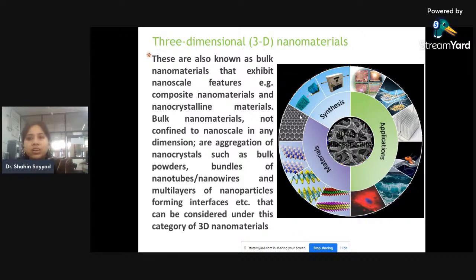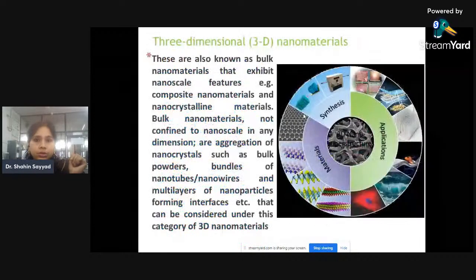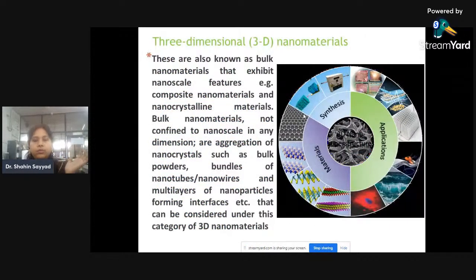We classify by restricting the dimension in all three axes, which gives zero dimension; along one axis, it is one-dimensional; then two-dimensional and three-dimensional. So up to now we are clear what nanomaterial is, what nanotechnology is, why we are moving towards nanomaterials or nanotechnology, and what types of nanomaterials are present.